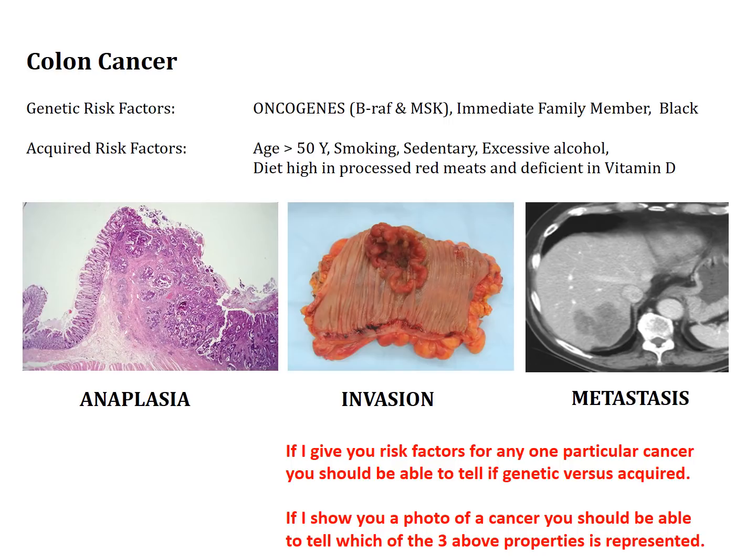All right. So a couple things that you should be able to do on the upcoming quiz. If I give you a risk factor, you should be able to tell me if that risk factor was either genetically given to the person or acquired through behavior. If I show you a photo of cancer, you should be able to tell me if that photo is showing any combination of anaplasia, invasion, or metastasis. I think that should be relatively easy to do.